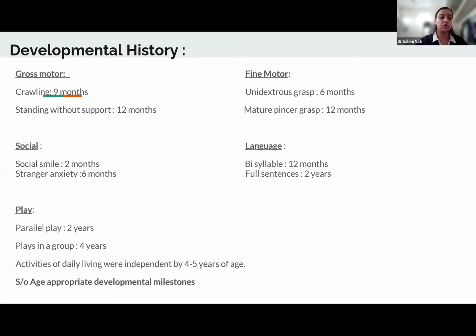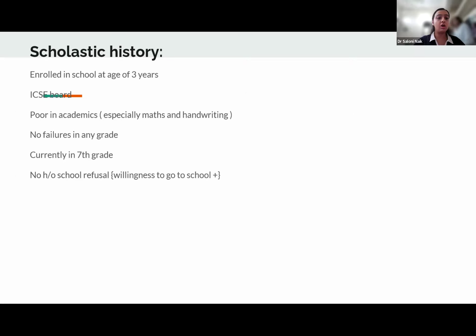Developmental history: in gross motor milestones, crawling was started at the age of 9 months, standing without support at 12 months; fine motor, unidextrous grasp at 6 months, mature pincer at 12 months; social smile was attained at 2 months, stranger anxiety at 6 months; in language, bisyllable was started at 2 months, and patient started speaking in full sentences by 2 years. Parallel play was there by 2 years, and playing in group at school was at 4 years. Activities of daily living were independent by 4 to 5 years. This is suggestive of age-appropriate developmental milestones.